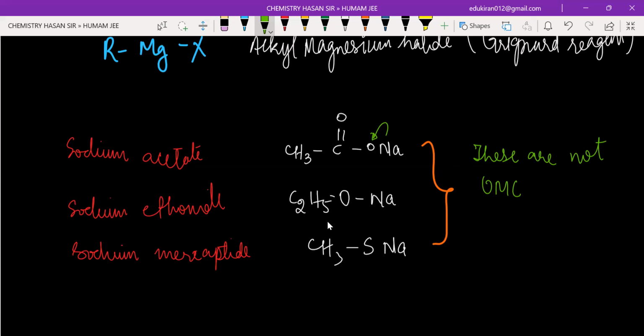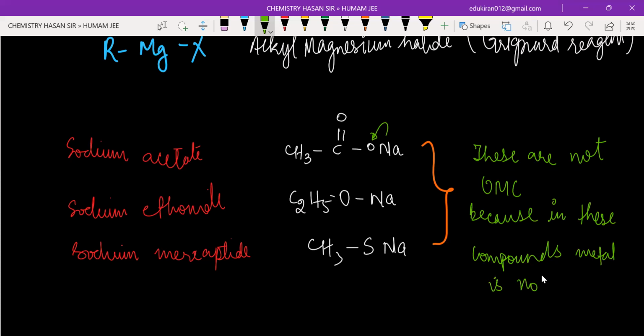Yeah, write it, because we can write the reason as well. Because in these compounds, metal is not directly attached with carbon.